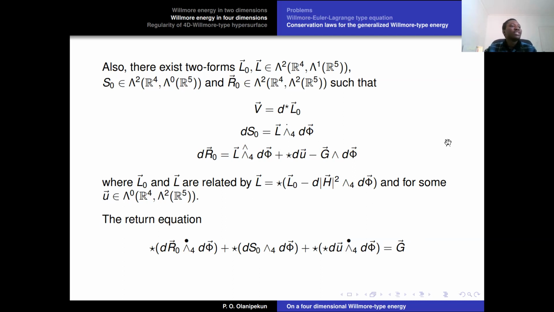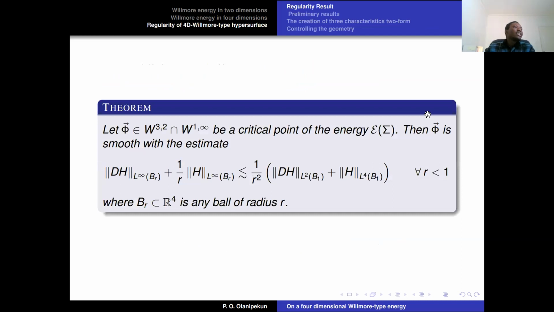Now that we have all this, the next thing will be to actually use this equation to obtain regularity information on H, or phi, a geometric quantity such as H or phi. So how do we do that? That's the last thing we'll talk about. This is the main result of the paper.